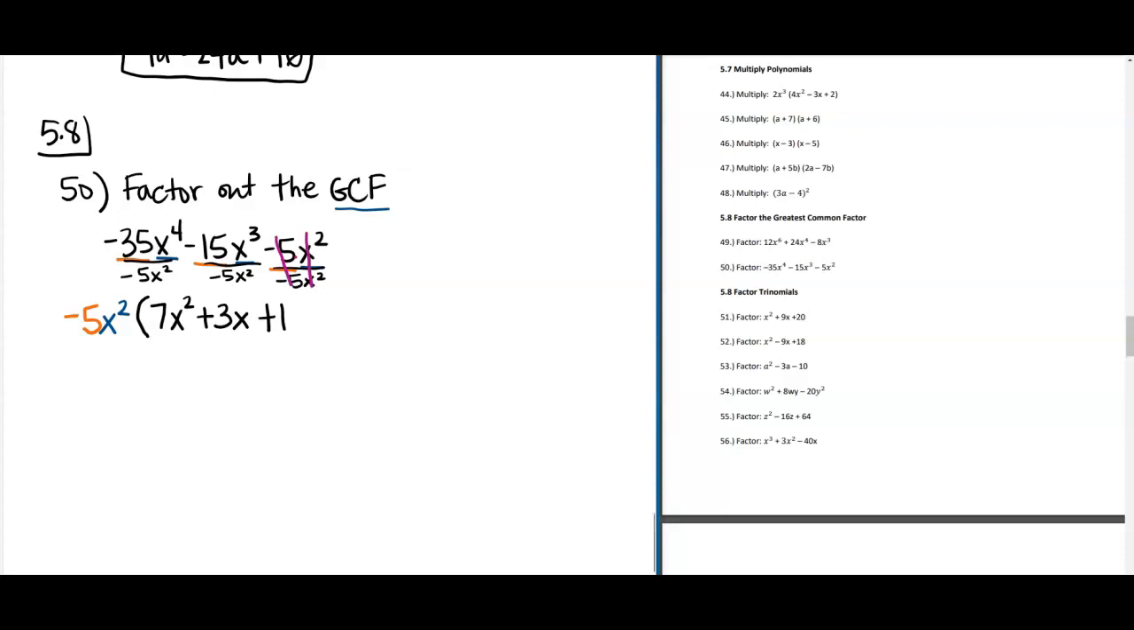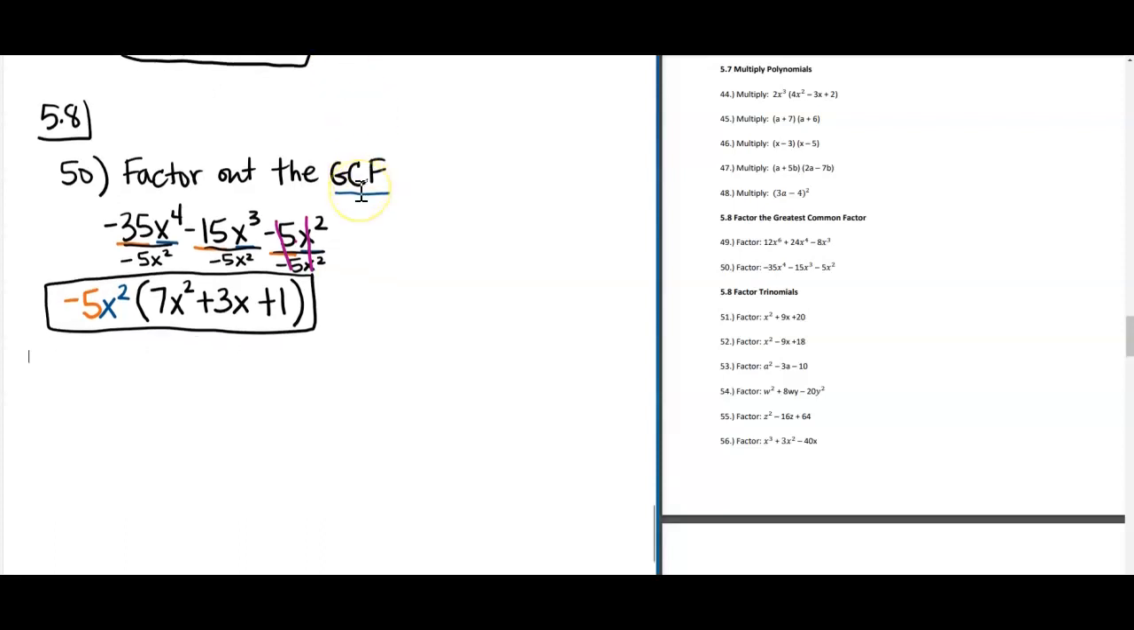And so that 1 is an important part of our answer, because remember, to check this, we would distribute that negative 5x squared to everybody. And when we do that, we better end up with what we started with, because we're just undoing that process. Factoring and multiplying are just undoing each other. All right, so that would be your answer on this, factoring out a GCF.